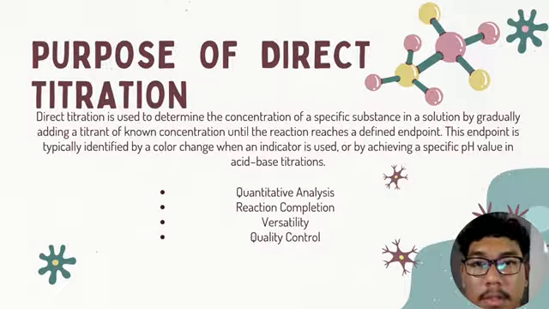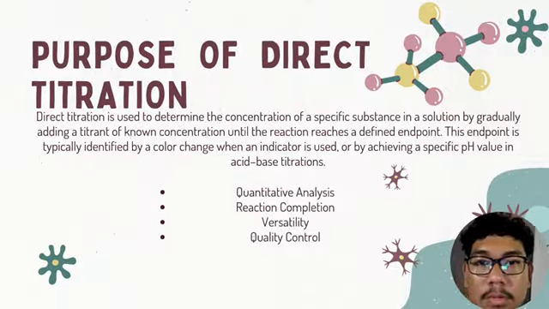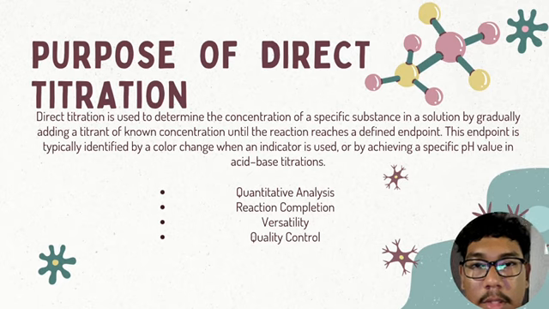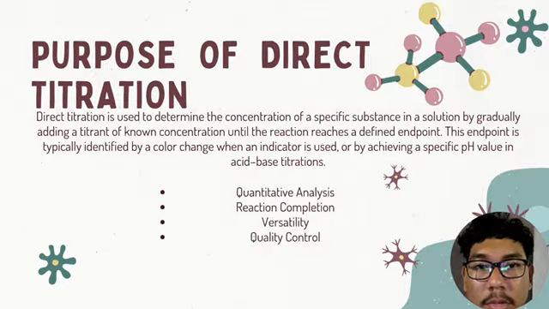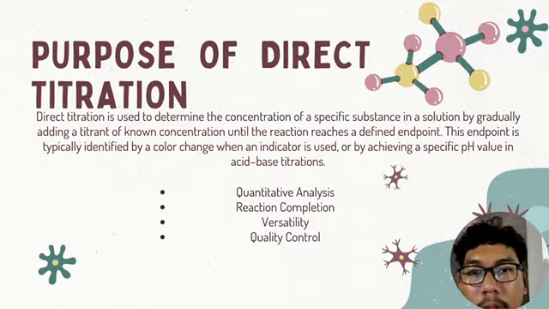Purpose of direct titration. Direct titration is used to determine the concentration of a specific substance in a solution by gradually adding the titrant of known concentration until the reaction reaches a defined endpoint. This endpoint is typically identified by a color change when an indicator is used, or by achieving a specific pH value in acid-base titration. There are 4 points for direct titration.